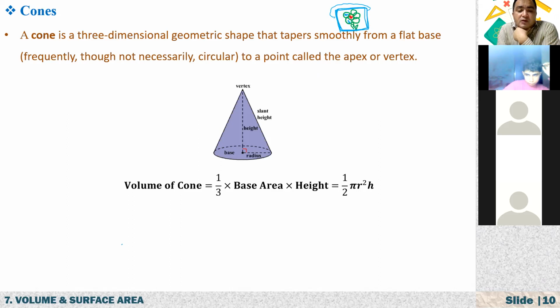So now let's talk about a cone. And also like a pyramid, as you see here, the top is just going smaller or narrower. So a cone is a three-dimensional geometric shape that tapers smoothly. And that's the same thing for a pyramid, right? That tapers smoothly from a flat base, frequently, though not necessarily circular. But here in our case, usually we only consider the circular one, to a point called the apex or vertex. Anyway, that's it. And how about the volume? Volume of a cone is equal to 1/3 times base area times height.